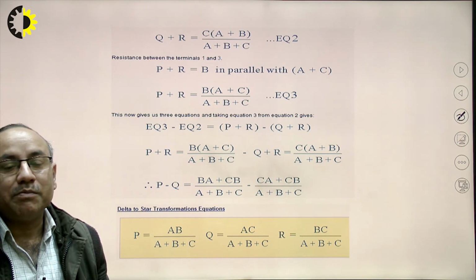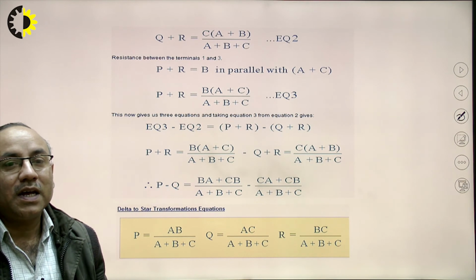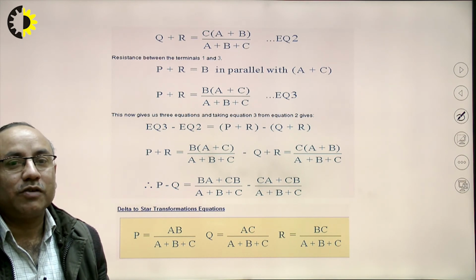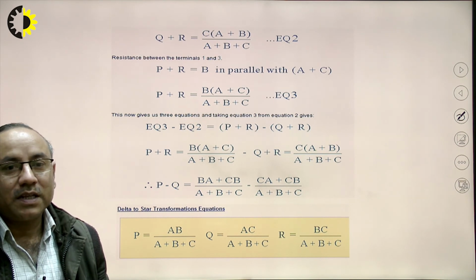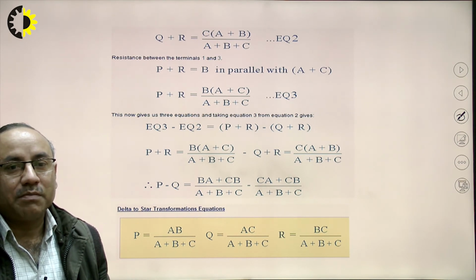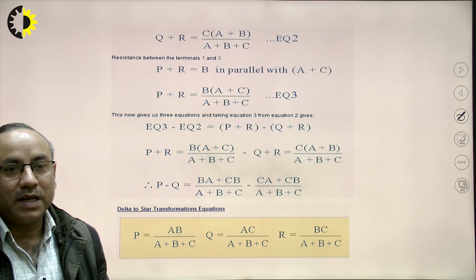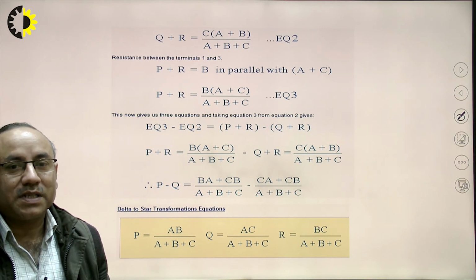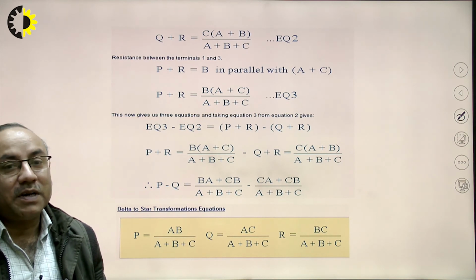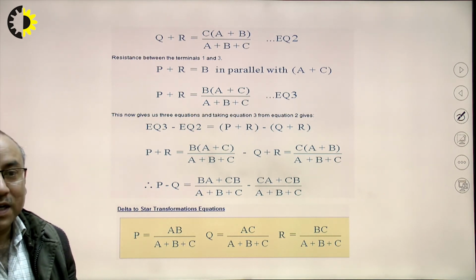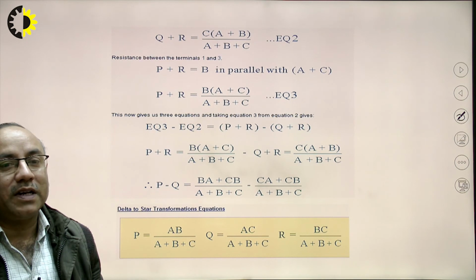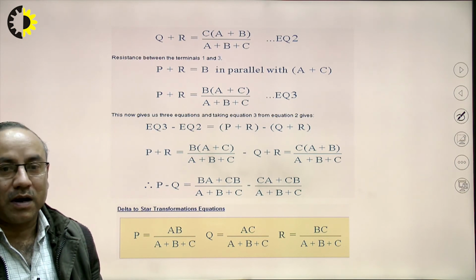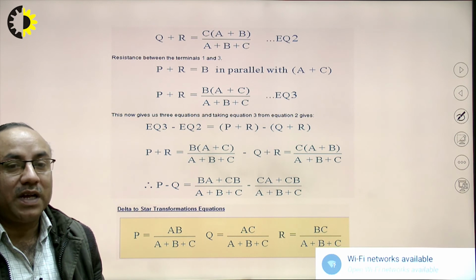P plus R is B into A plus C upon A plus B plus C, and similarly Q plus R is C into A plus B upon A plus B plus C. So, P minus Q we get from this, which comes out to be BA plus BC upon A plus B plus C, minus CA plus CB upon A plus B plus C. Similarly, we will form the Q minus R equation and the R minus P equation, and after simplifying those equations, we will be able to get the values of P, Q and R in terms of A, B and C.